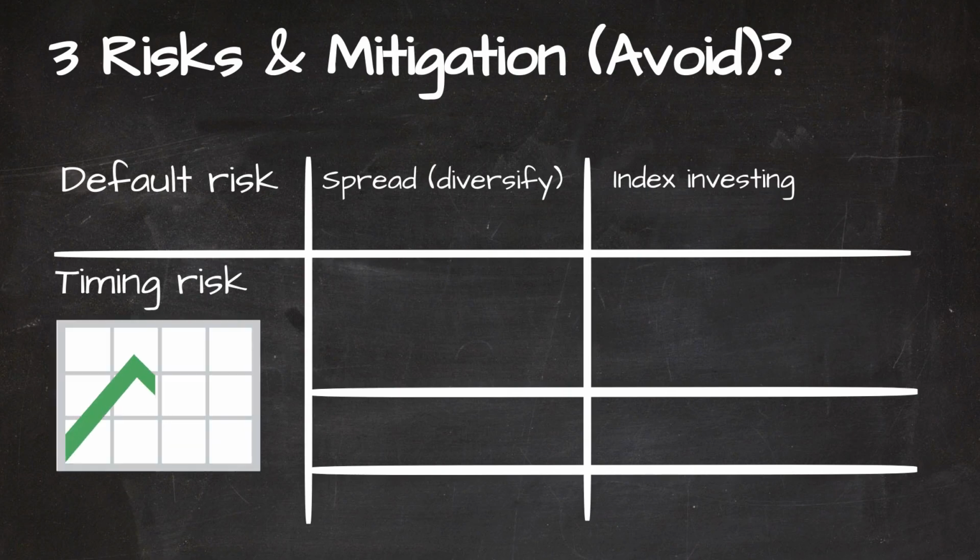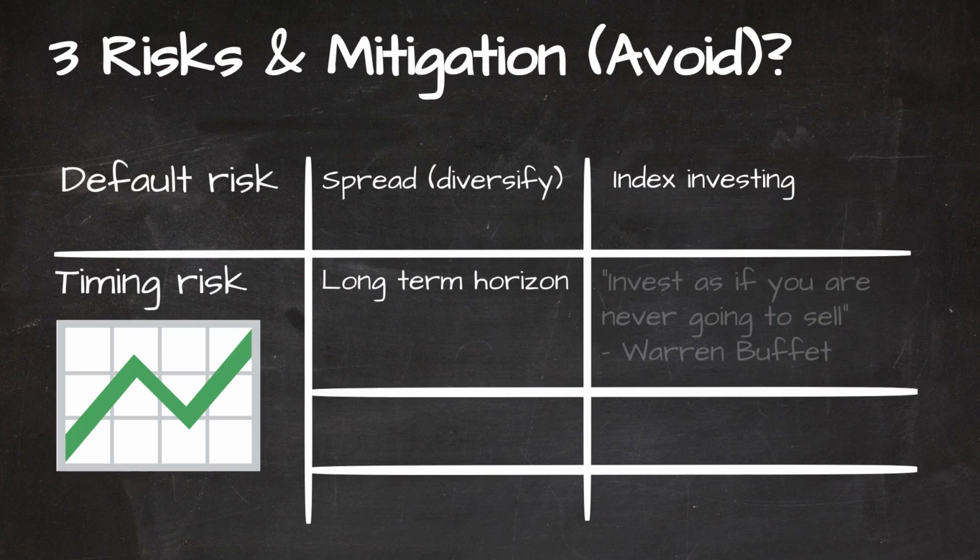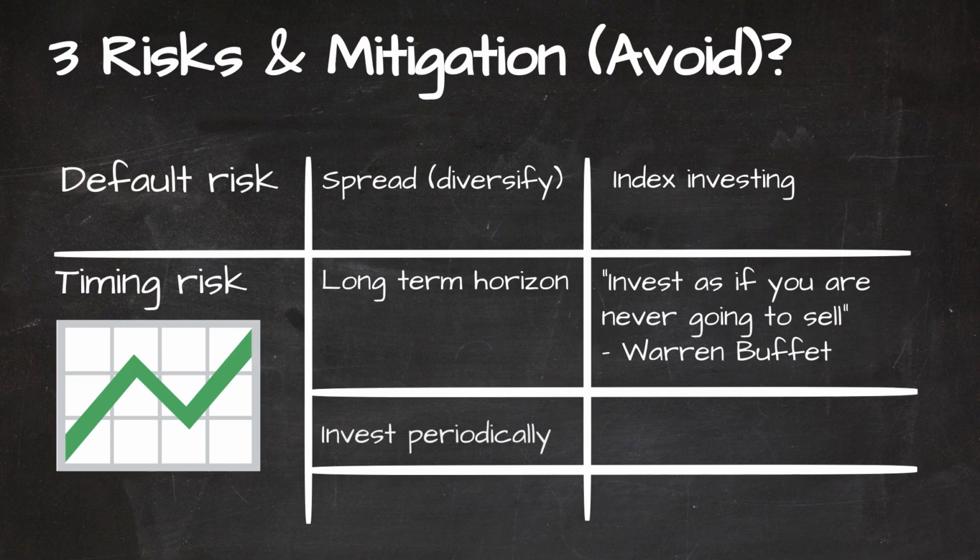Timing risk, because the market goes up and down, the moment that you go into the market and go out of the market is very important. So how to prevent timing risk? First of all, you can invest with a long-term horizon in mind. Invest as if you're never going to sell. Also, you can invest periodically, and we will go into that in more detail later. Also, that's easier to automate. And if you divest, you can also do that periodically.